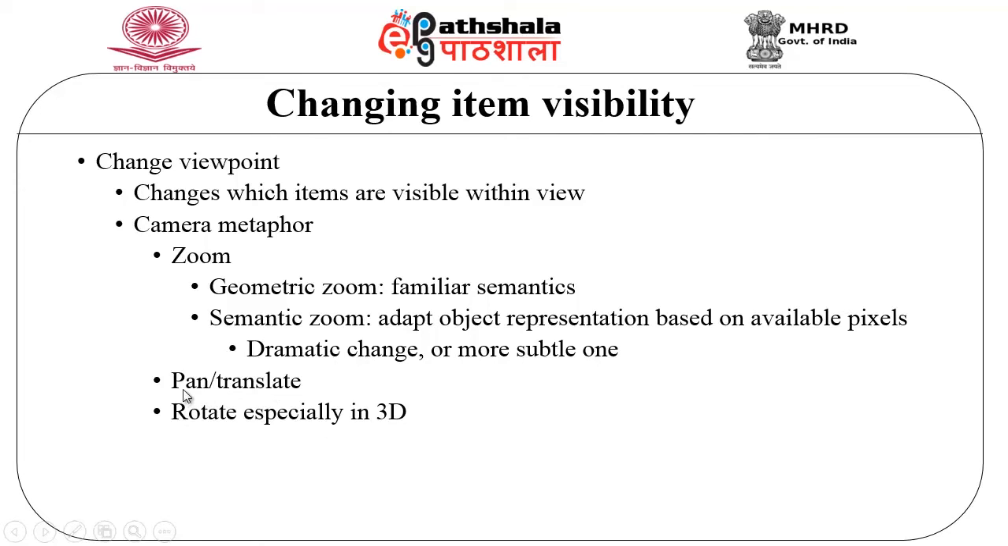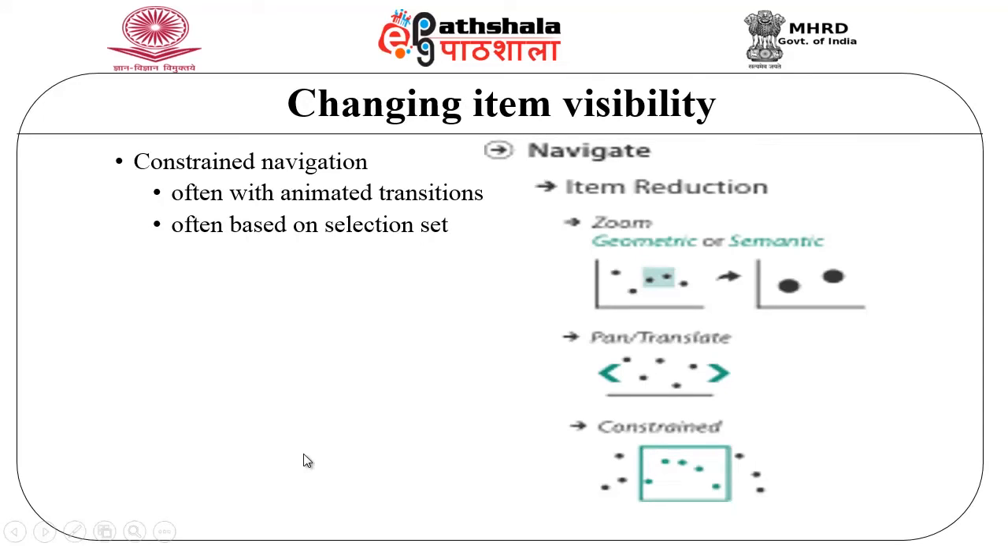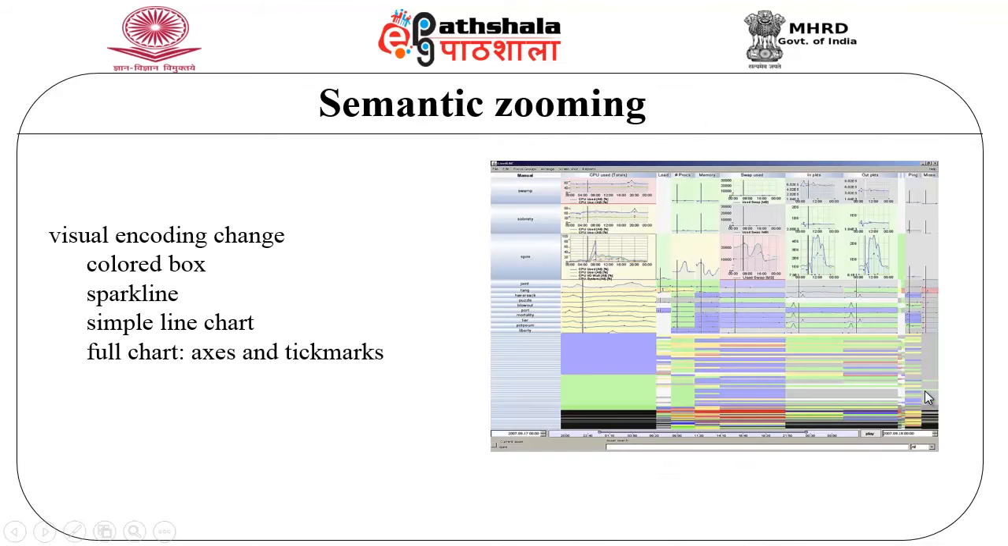There are various movements of the camera, like pan or translate, and we try to rotate the camera, especially in a three-dimensional way. Next one is changing the item visibility. So you have constrained navigation. You try to navigate often with animated transition, or often based on some kind of selection set. So here you have the geometric or the semantic approach, where you try to zoom into the object, you try to translate it, and you have a constrained approach.